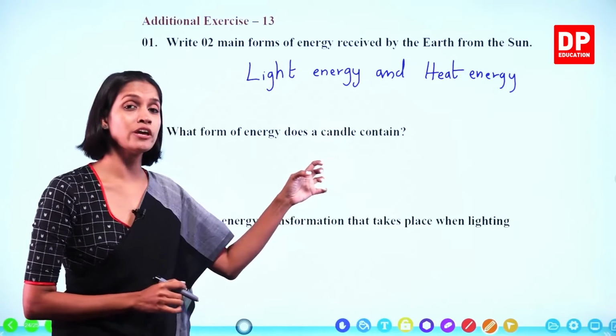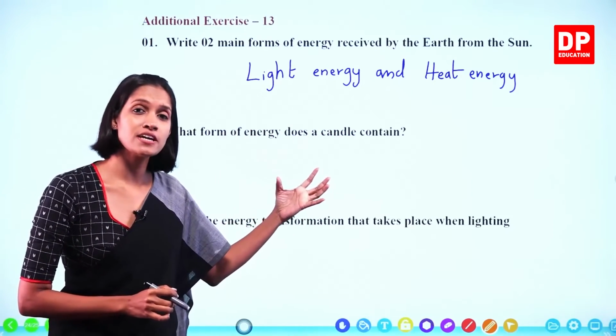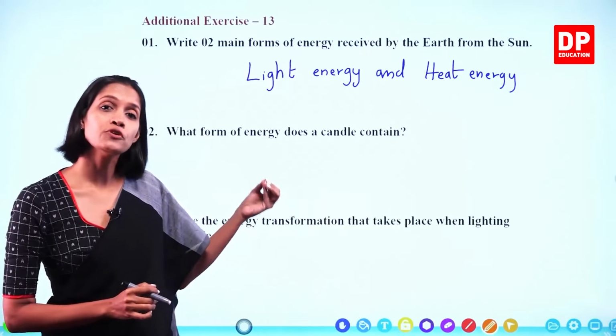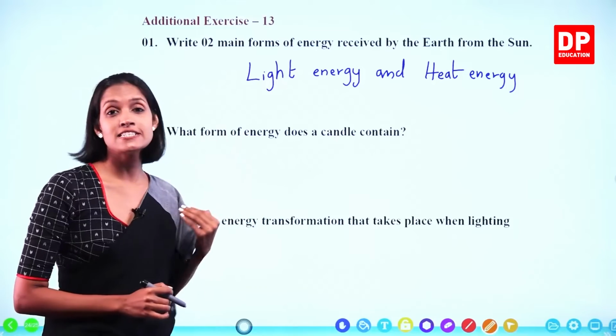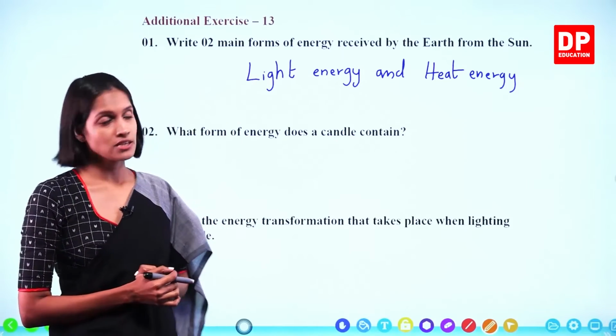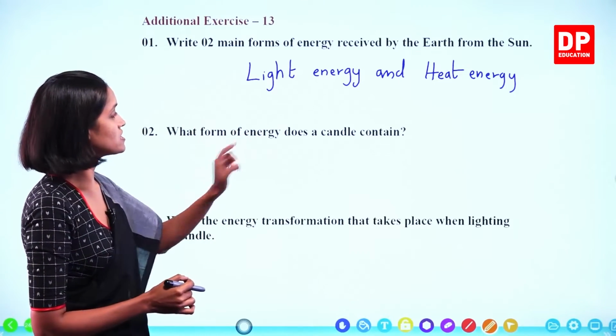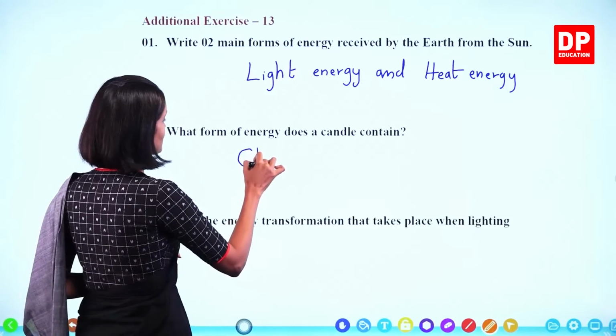What form of energy does a candle contain? Now, candle is made of wax. Wax is a type of fuel. So, fuels contain chemical energy. Therefore, candle wax contains chemical energy, right? So, what form of energy does a candle contain? Chemical energy.